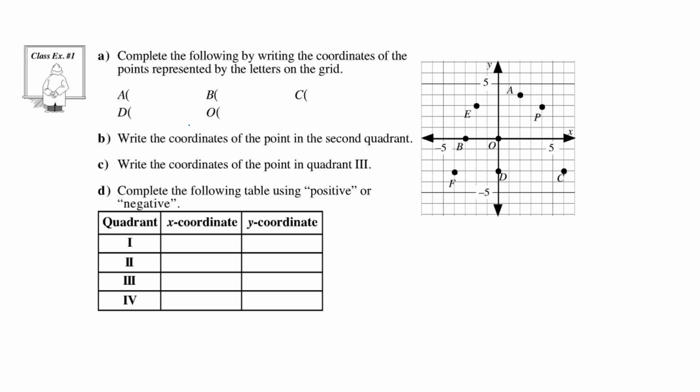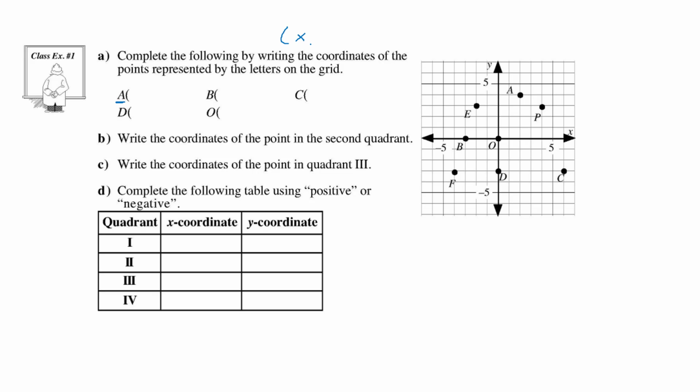Welcome to Unit 5. Let's start off by dealing with some coordinates. Complete the following coordinates. Complete the following by writing the coordinates of the points represented by the letters on the grid. So let's start with A.